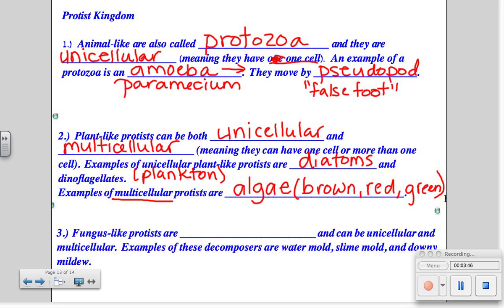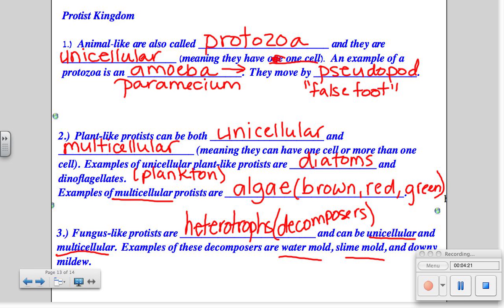The third type of protist category are fungus-like protists, and these are heterotrophs or decomposers. Okay, and these can be both unicellular, meaning they can only have 1 cell, or they can be multicellular as well. Some examples of these decomposers are things like water mold, slime mold, and downy mildew.